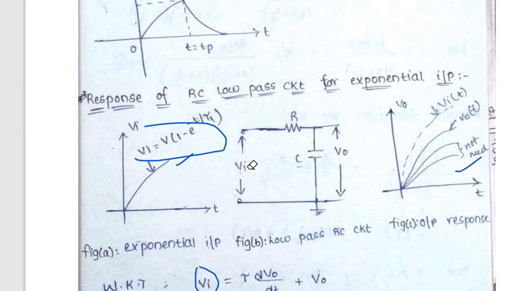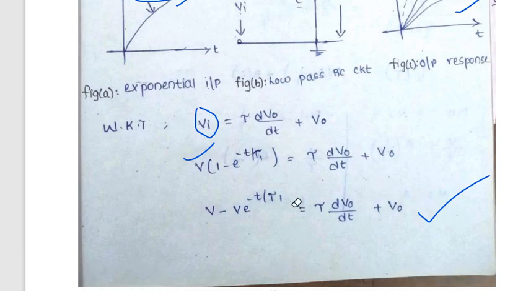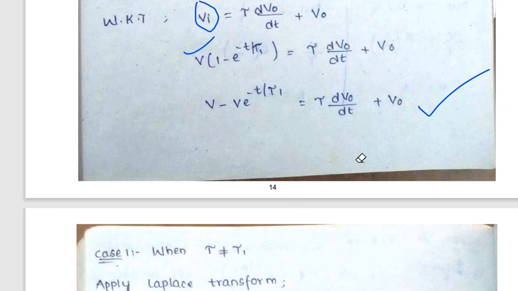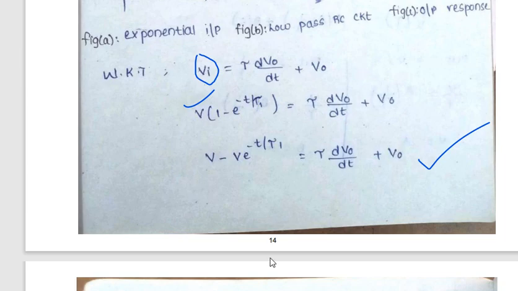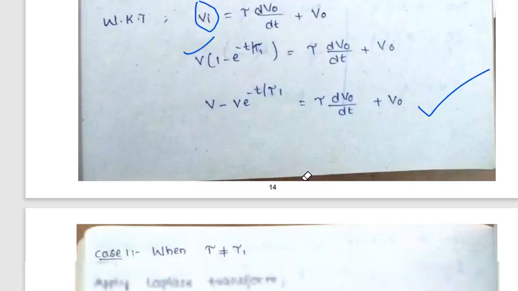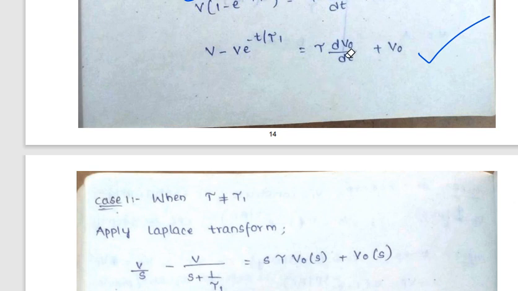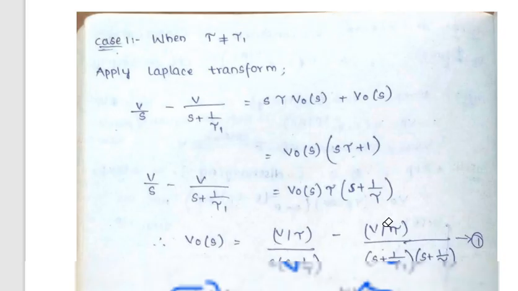Okay, initially we discussed the basic operation of the circuit. It has two cases: first case at t is equal to 0, second case at t is greater than 0. Thereafter, we considered the general expression for low pass RC circuit. In that, we substituted the value of Vi. Then, by simplifying this expression, we get two cases. One is tau is not equal to tau 1, second one is tau is equal to tau 1.